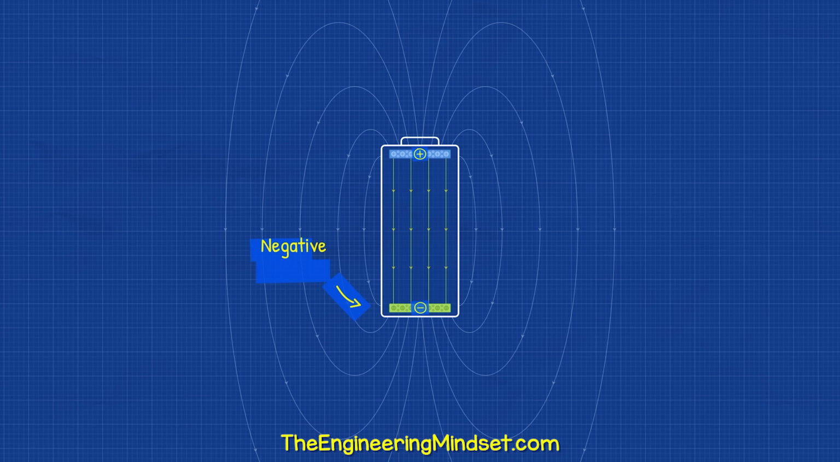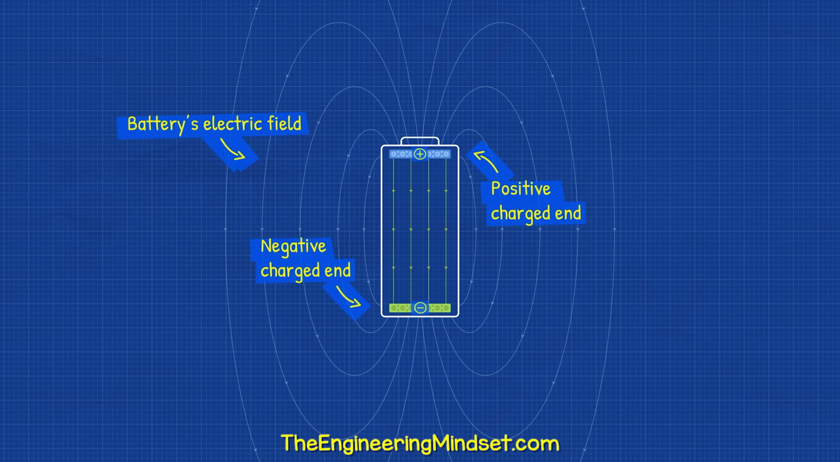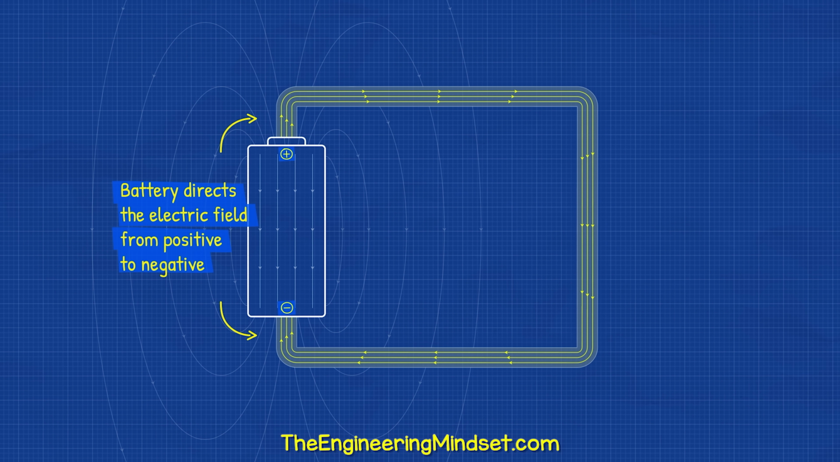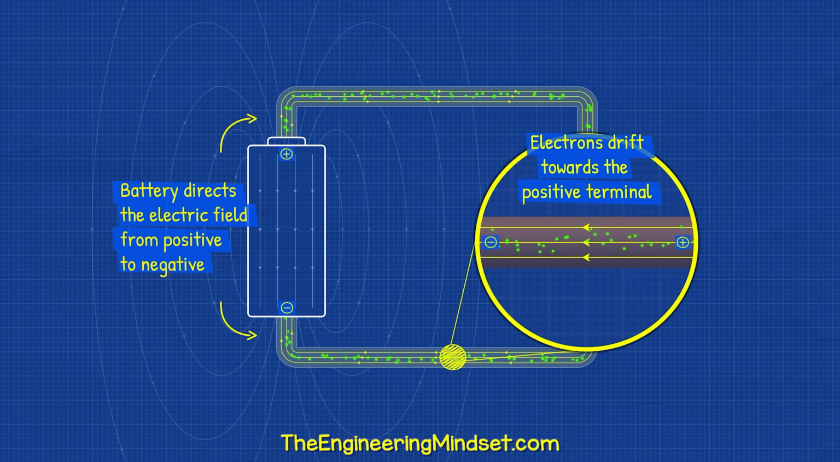Our battery has a negatively and positively charged end, so it has an electric field. By connecting a wire, we can direct an electric field through the wire, which helps to move the electrons from the negative to the positive terminal. The electrons still move randomly, but the electric field causes them to drift towards the positive terminal.